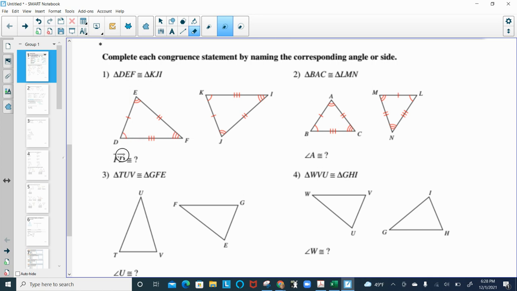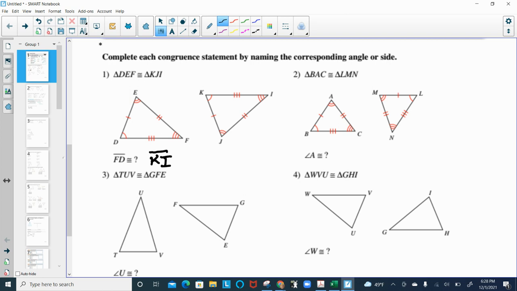See the segment symbol. So we want to take FD and find its congruent partner. Well, we're looking for something with three tick marks. And we found this side right here with three tick marks. That is side KI, or you could say IK, however you prefer. But you do need to write that with a segment symbol and the two letters under the segment symbol.